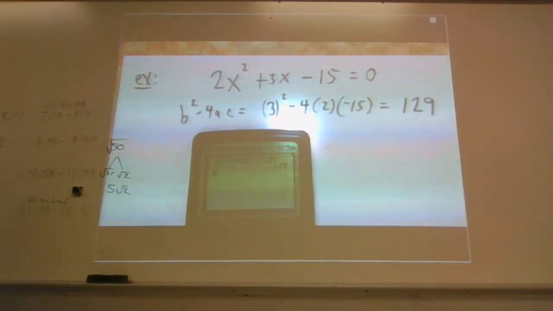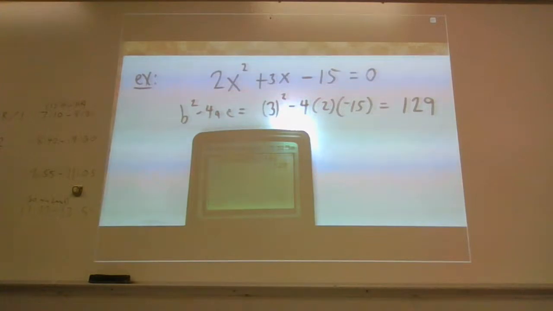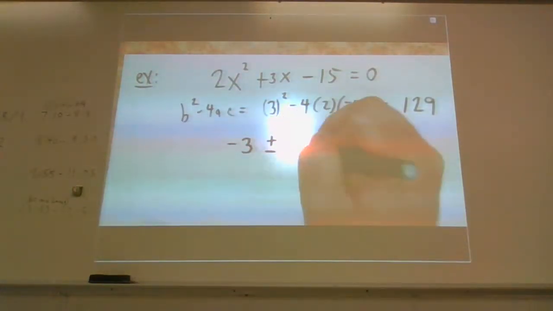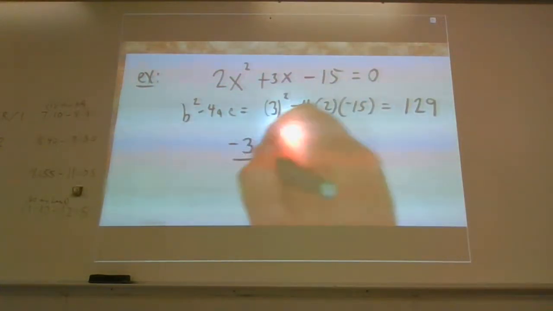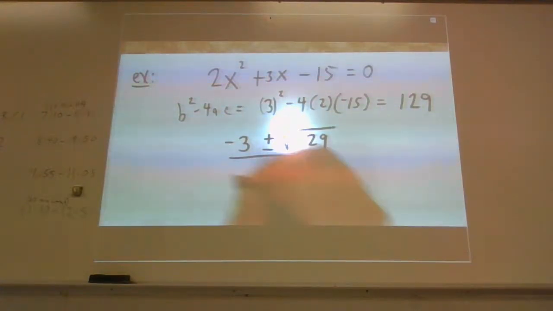You would technically have to try to do the same thing here. I'm emphasizing the word try, because sometimes it won't work. Sometimes it won't happen. Let's see what happens. If I did this problem, I would end up with negative b plus or minus the square root of 129, the whole thing over 2 times a, which in this case would be 4.